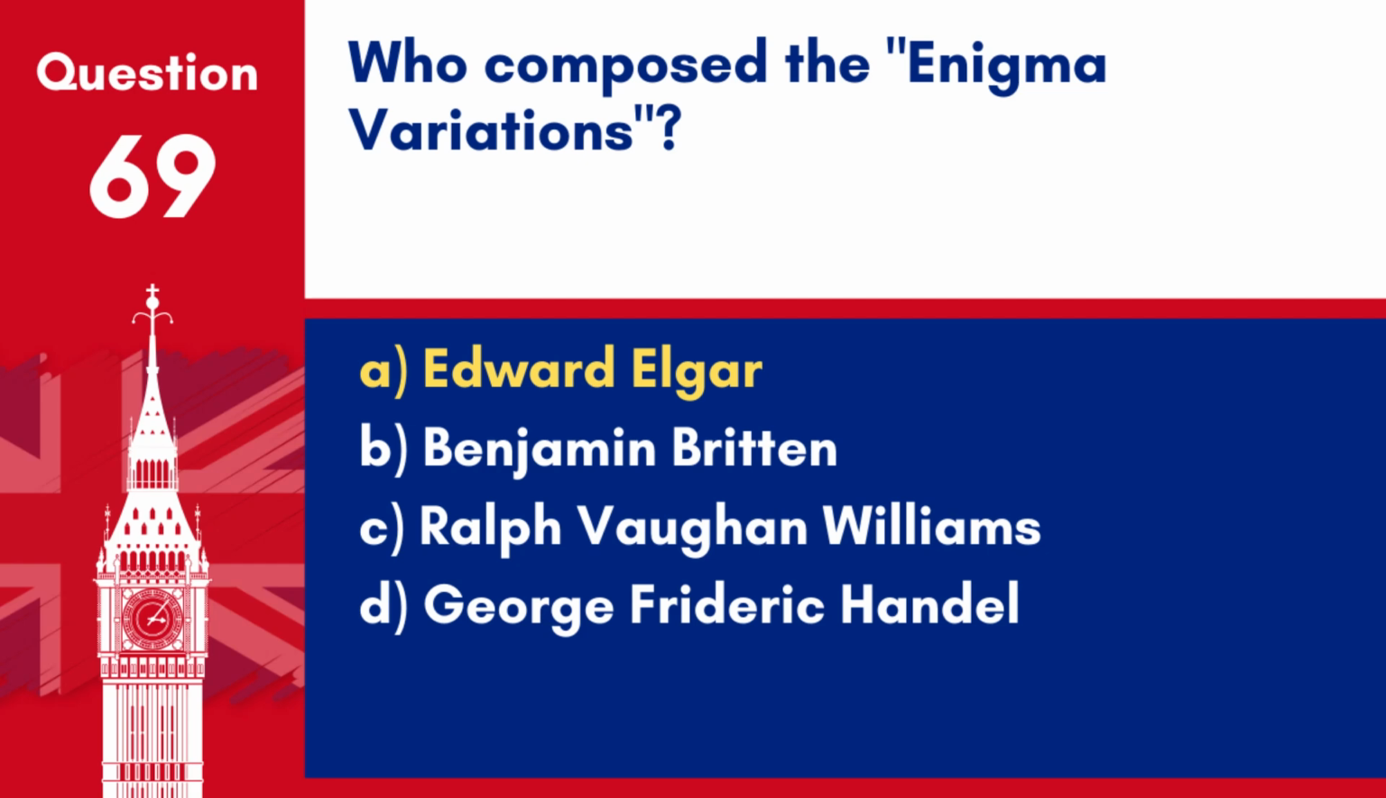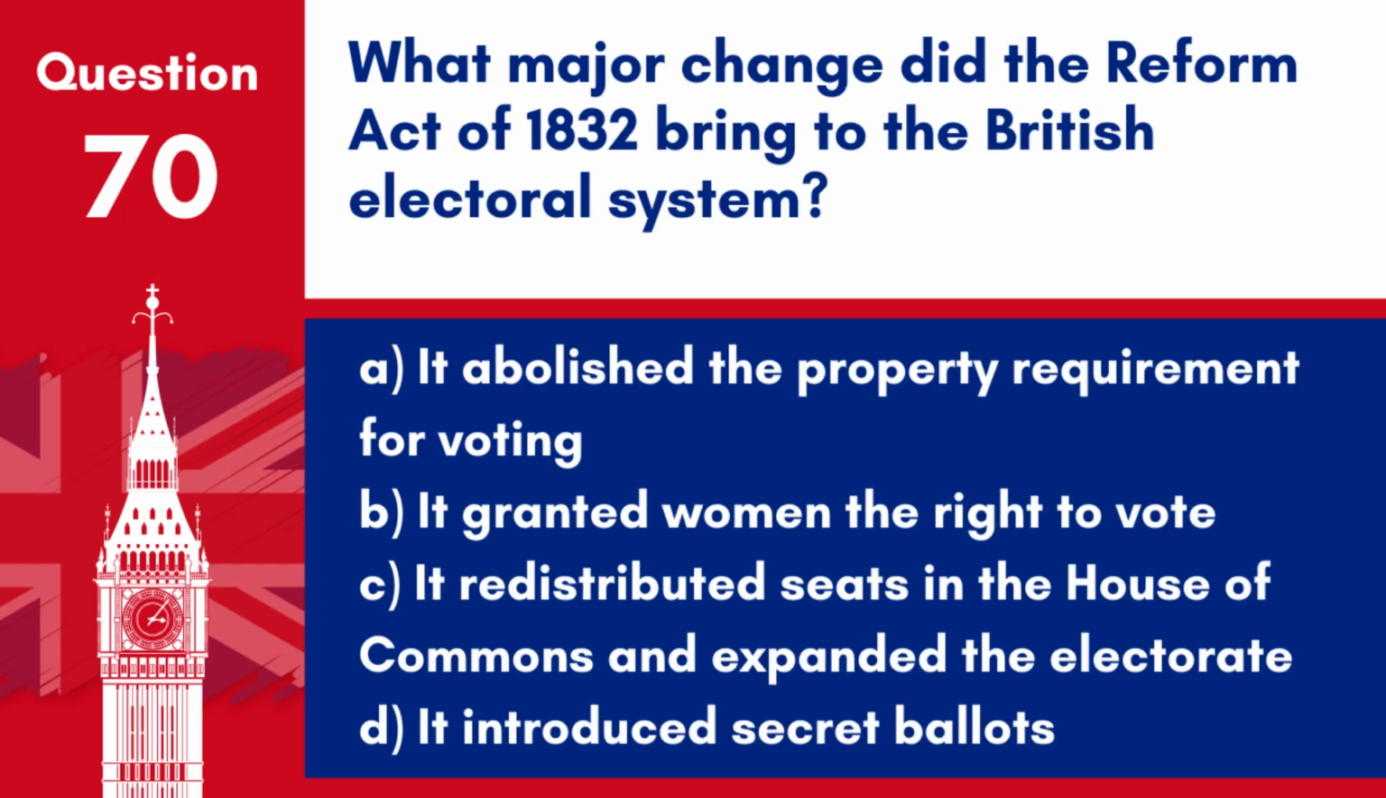Question 70. What major change did the Reform Act of 1832 bring to the British electoral system? A. It abolished the property requirement for voting. B. It granted women the right to vote. C. It redistributed seats in the House of Commons and expanded the electorate. D. It introduced secret ballots. Answer: C. It redistributed seats in the House of Commons and expanded the electorate. The Reform Act of 1832 made significant changes to the British electoral system, including redistributing seats and expanding the electorate, though it did not yet include universal suffrage.